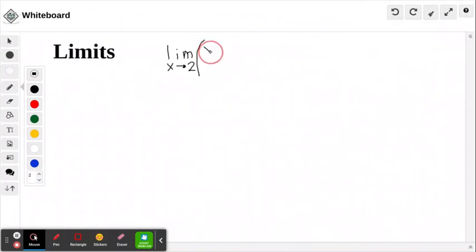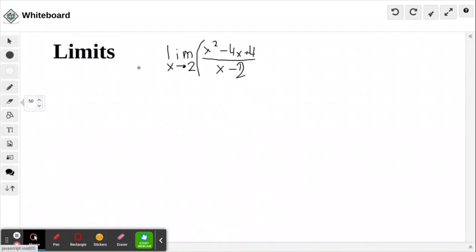as x squared minus 4x plus 4 over x minus 2. Whoopsie, that was the wrong stroke. Let me erase that. Whoopsie.